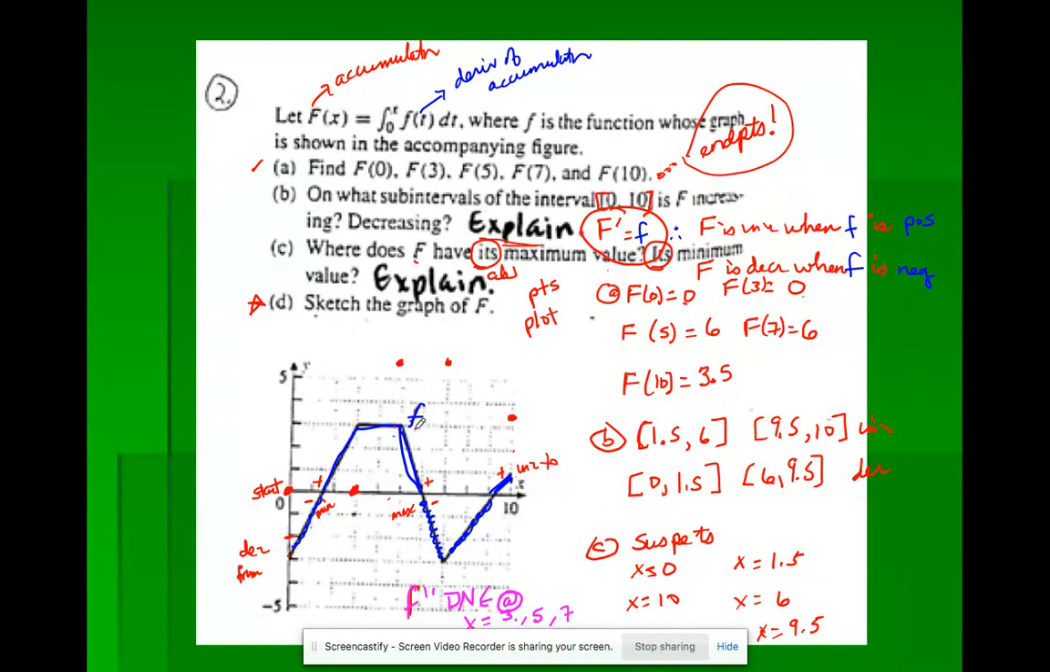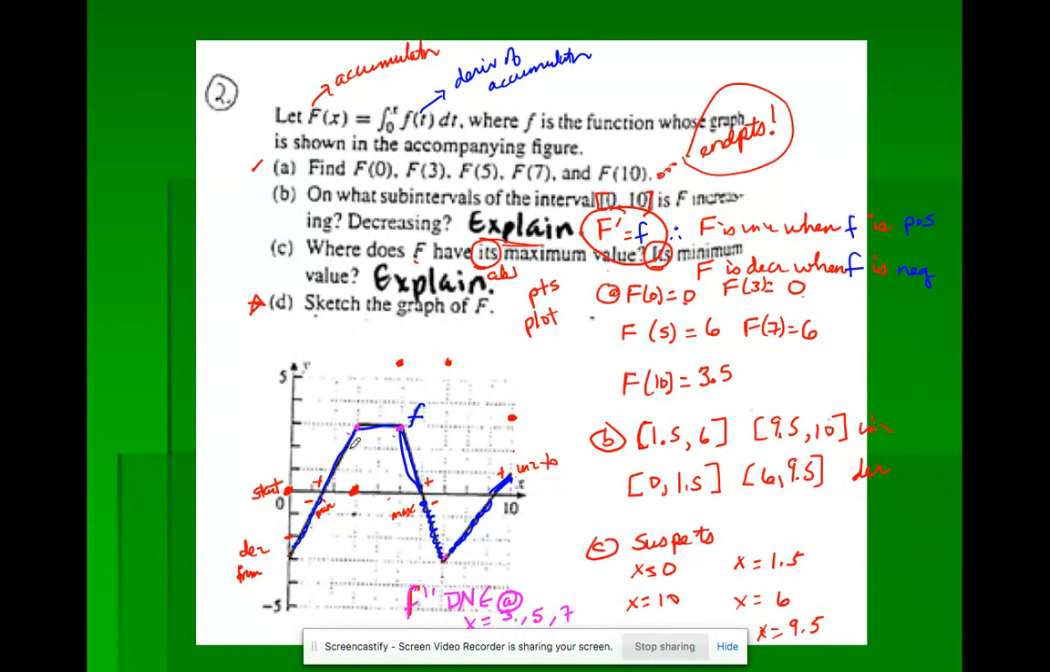But little f is the derivative of capital F. All you need is continuity, right? There is a derivative at every point between 0 and 10 on capital F. It has a derivative everywhere. The derivative of little f does not exist here, here, and here.